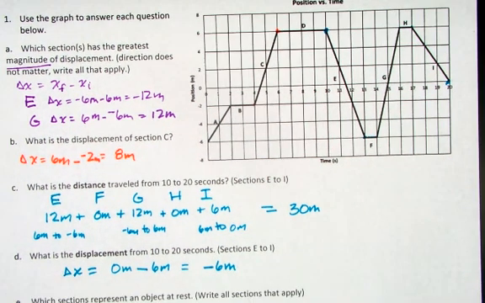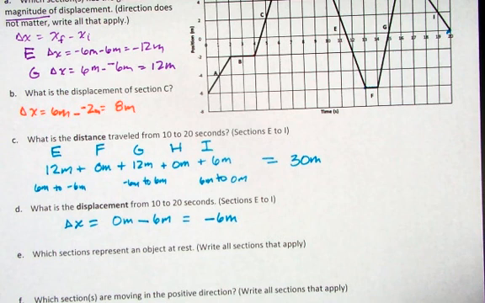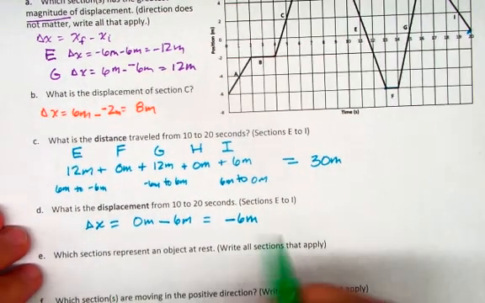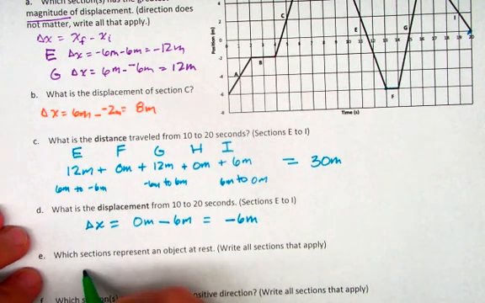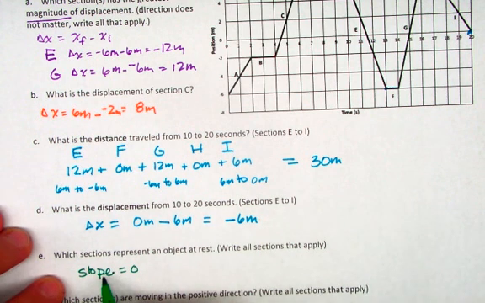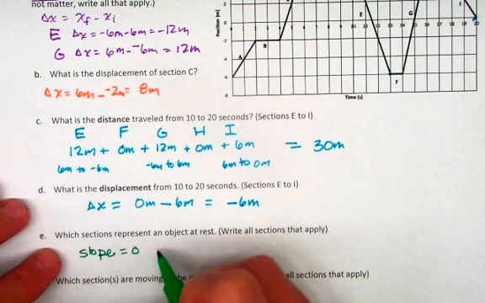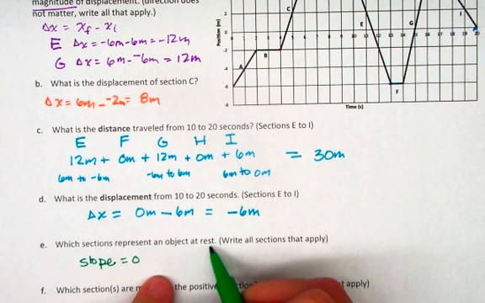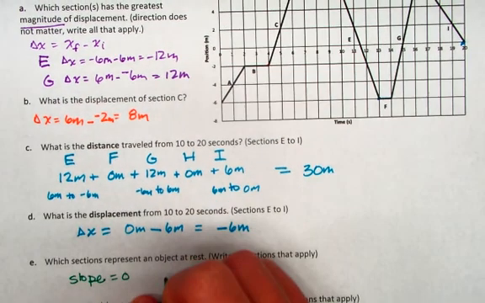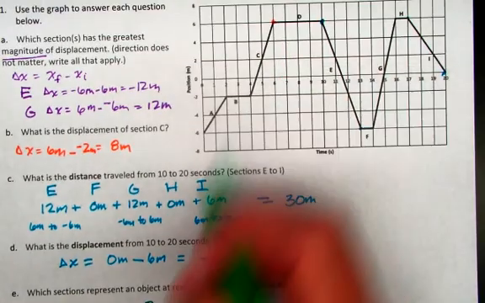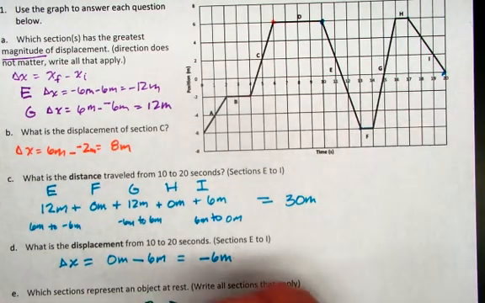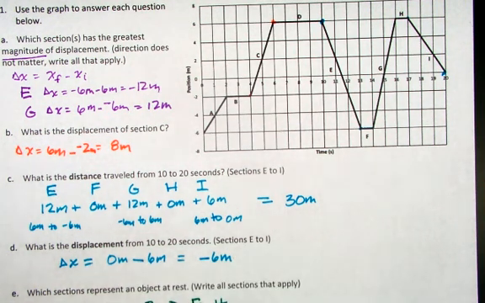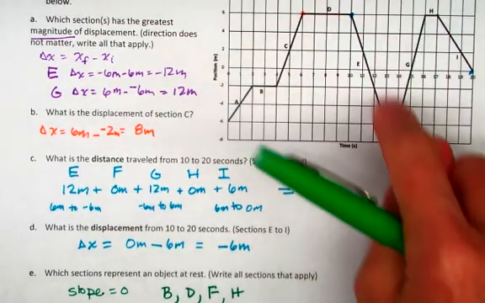Okay. Which section represents an object at rest? Well, we've got a whole bunch of these. This is going to be when the slope equals 0, because remember, the slope is velocity. If we have a slope of 0, then my object is not moving, it's at rest. So that's going to be B, D, F, and H.